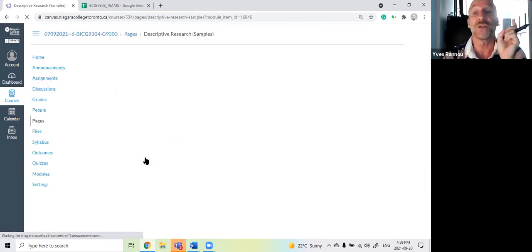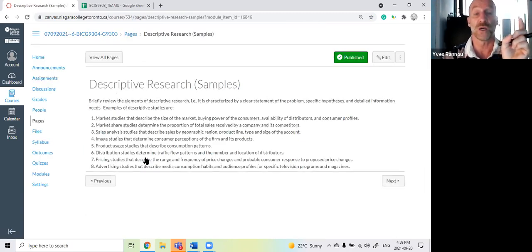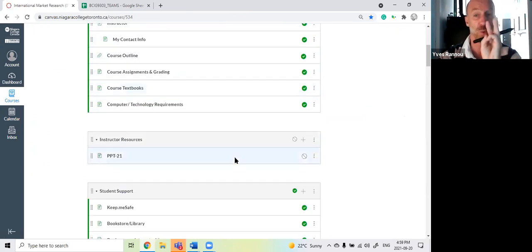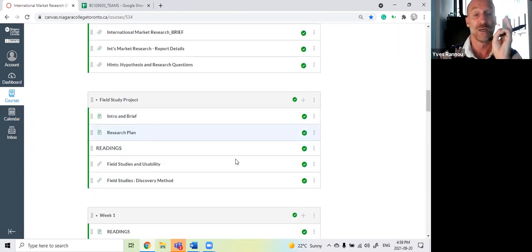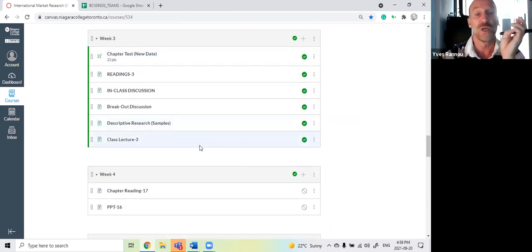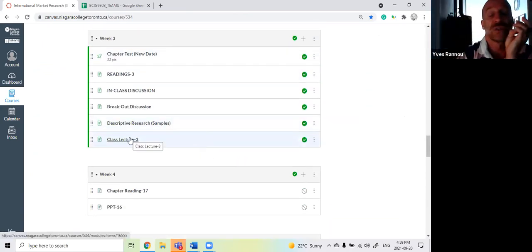I have added a tab to share with you some examples of descriptive research. So we talked tonight about exploratory research, and then we talked about descriptive research. I shared with you some samples of descriptive research, and you'll see it's a lot more detail here on Canvas as part of our week 3 topic, to help you, if that will help you, even with your research. And the class lecture is available there too.